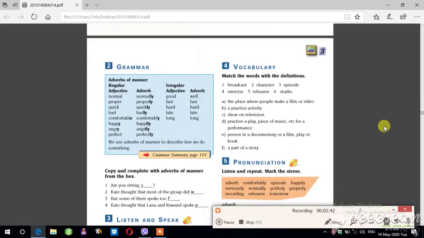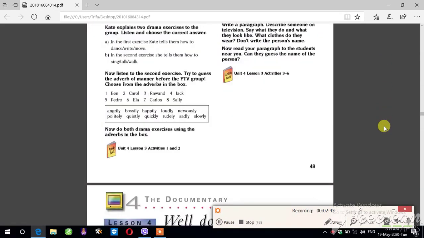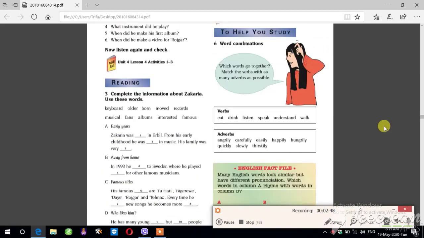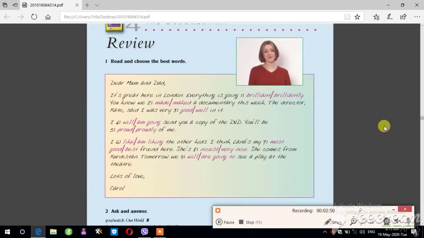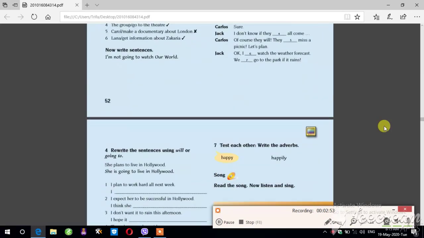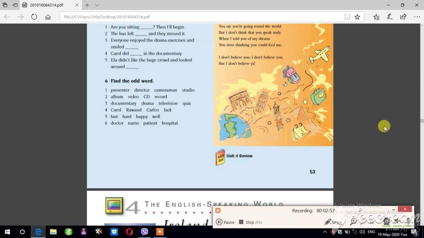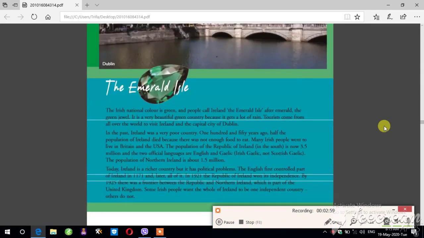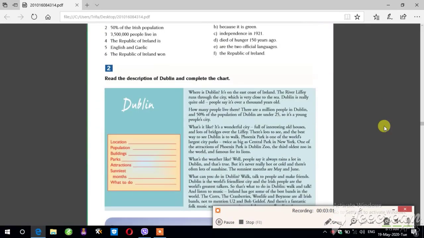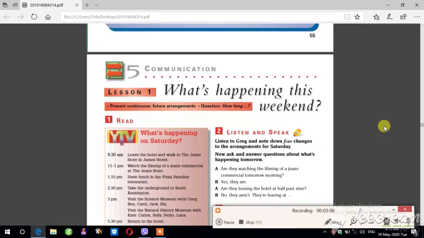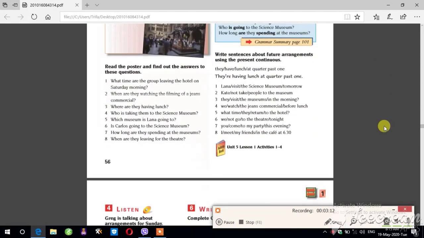Look at adverbs of manner. This one is about Zakaria, you just have to read. And these are some good exercises you have to review. This is odd word. It's about Ireland. You have to read the important points that we studied. Unit 5. Present continuous future arrangements. The word is how long we reviewed.